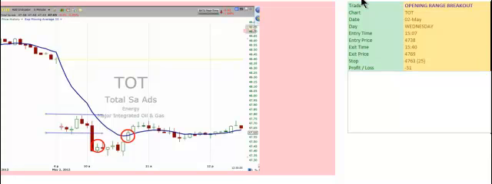I'll run through the different trades, and hopefully this is helpful to you, especially as it relates specifically to breakout stocks. Okay, so the first trade of the day was Total SA ADS.